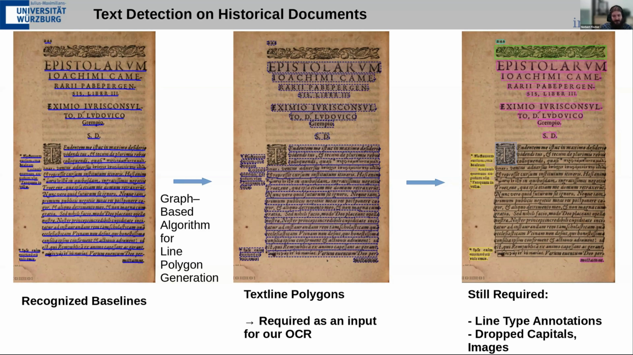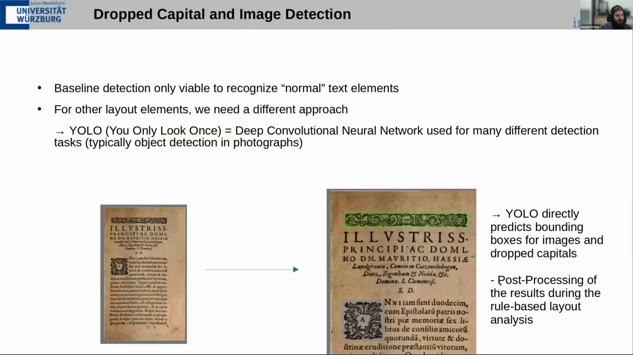After we have these text line polygons, there are still some important parts missing. For example, we do not have annotations for the dropped capitals, and we also don't know what type of text line we are dealing with. So for example, we do not know if it's a headline or a marginalia or a catchword and so on. Let's first have a look at how we solved the issue with the drop capitals.